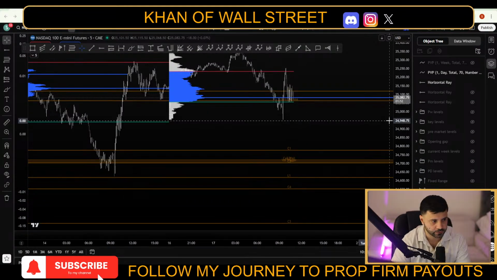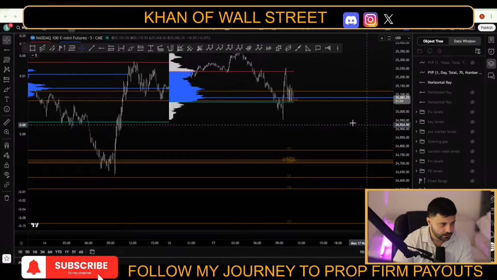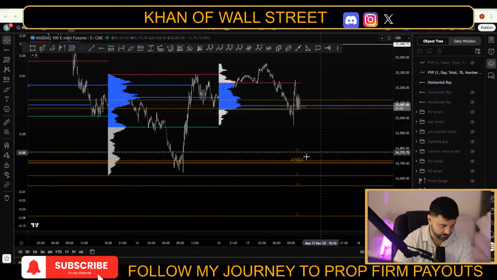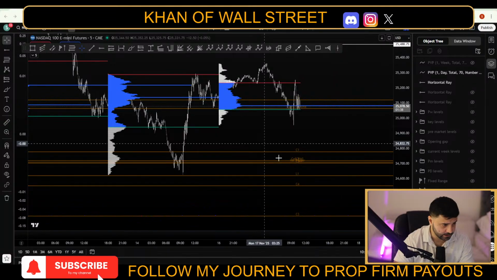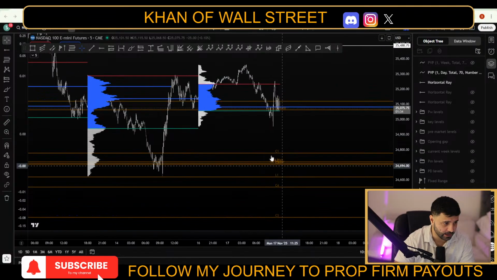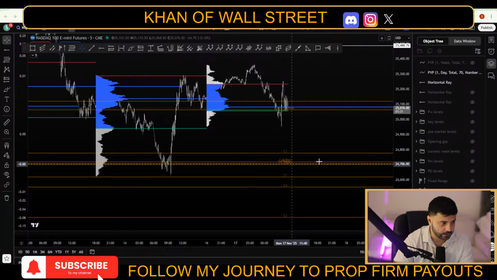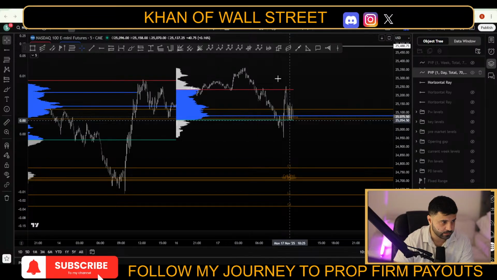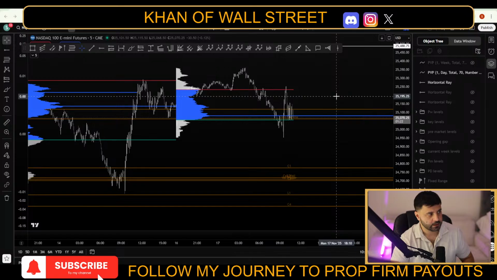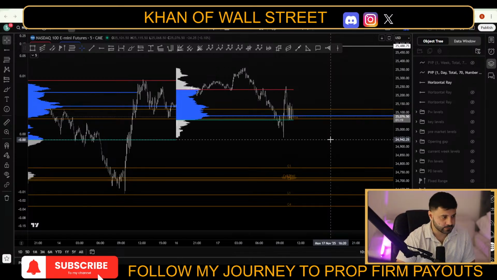Because these are zero DTE options, they're less relevant in the afternoon, because most of the traders trading these options have closed out by then. So in the PM, these levels are less relevant. That's why I take most of my trades in the first few hours and get them over with, because in the afternoon the levels don't make much sense.